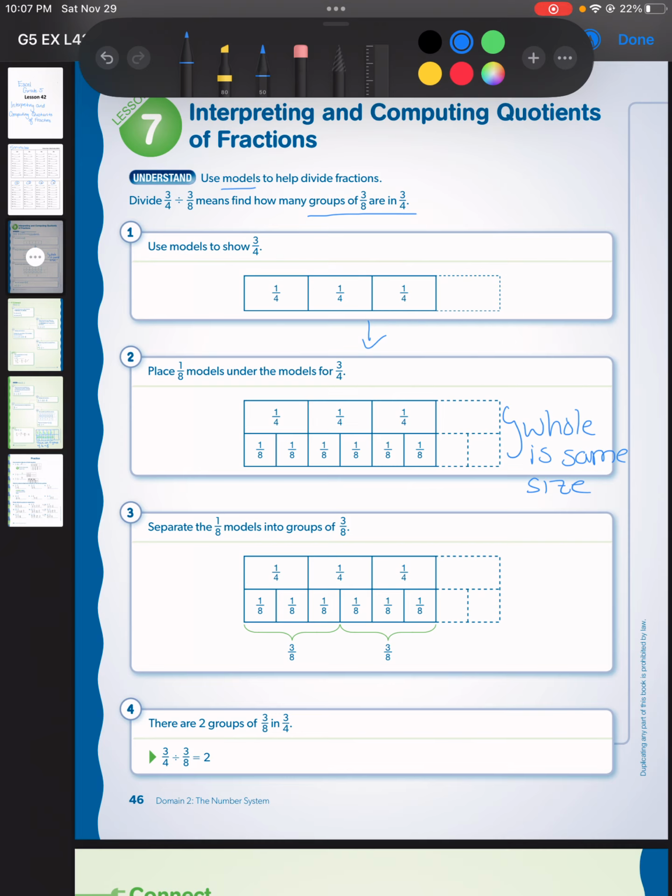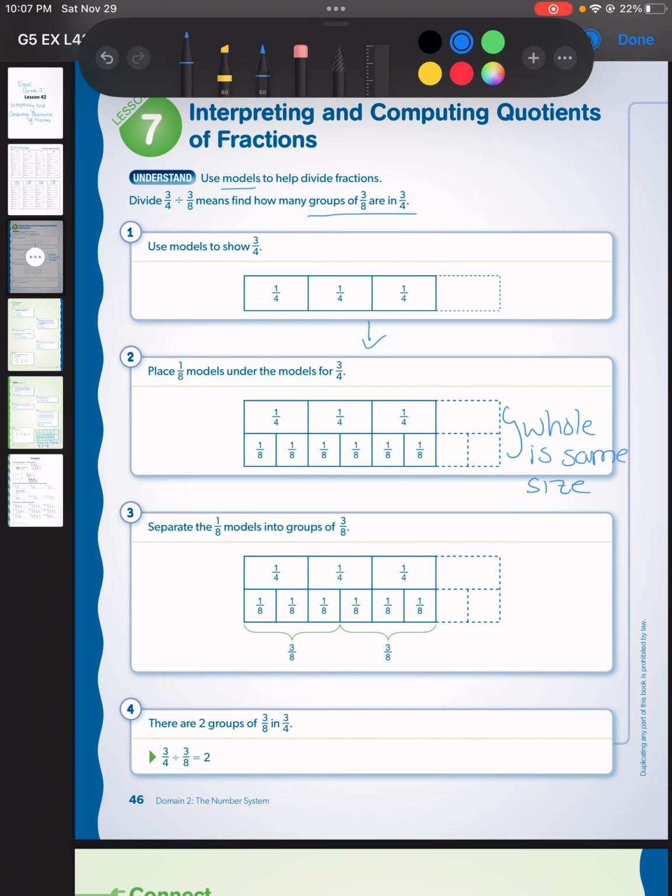This first example helps students use a model to divide fractions. We're trying to solve the problem 3/4 divided by 3/8. And this starts by helping students understand that we really want to figure out how many groups of 3/8 are in 3/4. So we start by modeling 3/4.